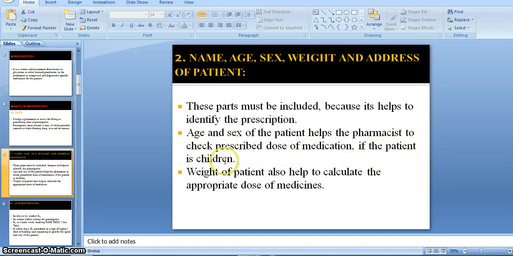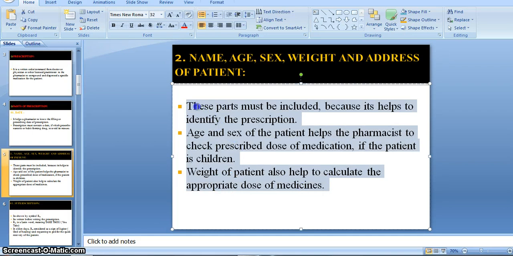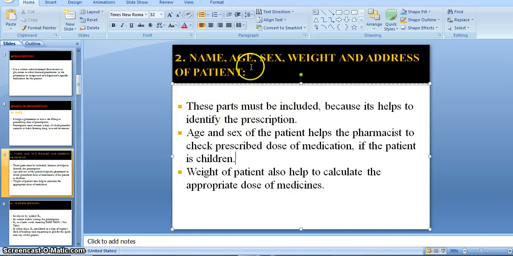If the patient is a child, the weight of the patient also helps to calculate the appropriate dose of medications, right? This is the importance of the name, age, sex, weight and address of the patient, right? So this information becomes very helpful for the pharmacist to identify the prescription, right?